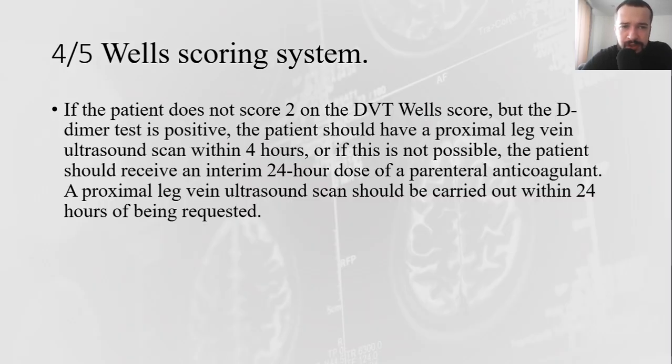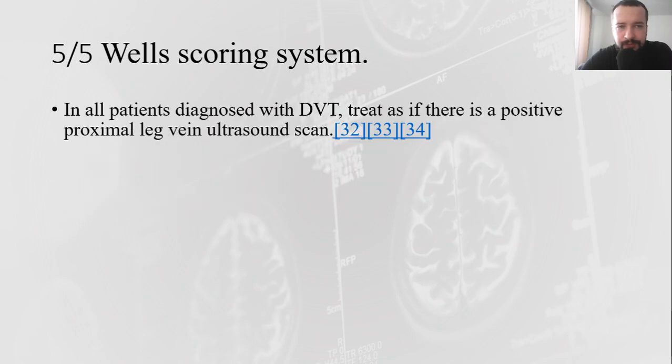If the patient does not score 2 on the DVT Wells score, but the D-dimer test is positive, the patient should have a proximal leg vein ultrasound scan within 4 hours, or if this is not possible, the patient should receive an interim 24 hours dose of a parenteral anticoagulant. A proximal leg vein ultrasound scan should be carried out within 24 hours of being requested. In all patients diagnosed with DVT, treat as if there is a positive proximal leg vein ultrasound scan.